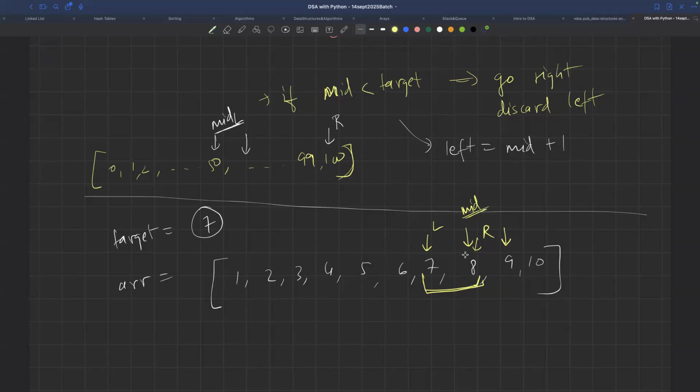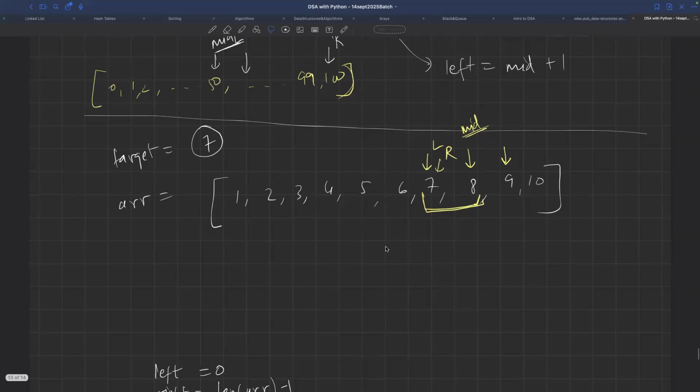Again, 8 is greater than our target. So what will we do? We will move our right pointer again, mid minus 1. Mid minus 1 is at this place. So our left and right pointers have come to the same location. Okay. So when this is the case, then we will stop our iteration. So while left is less than or equal to right. Tyler, what you are saying is correct.